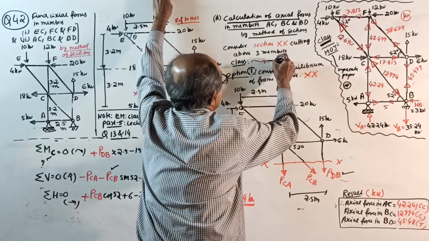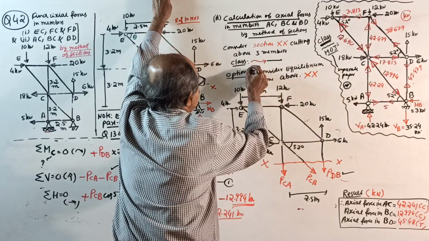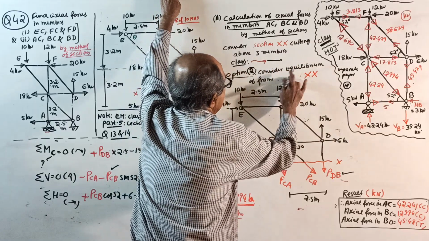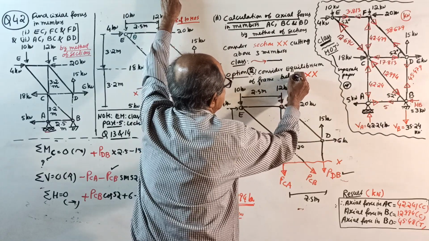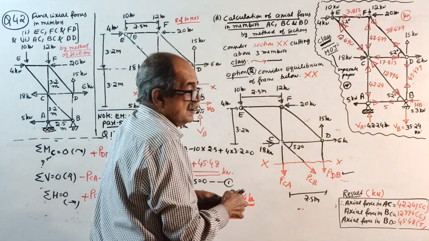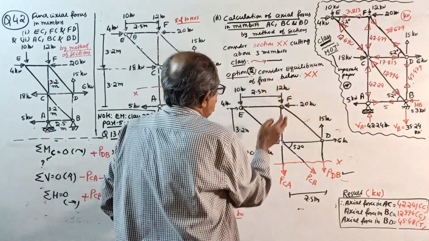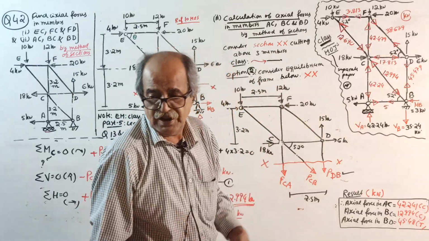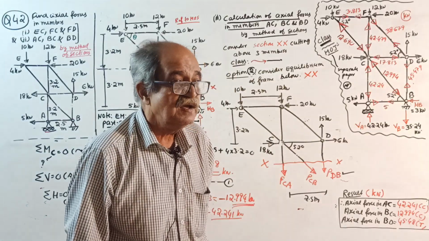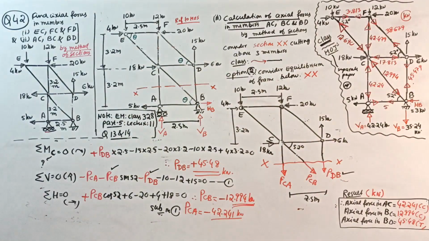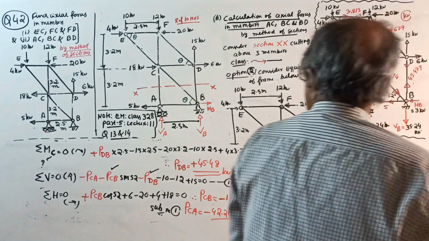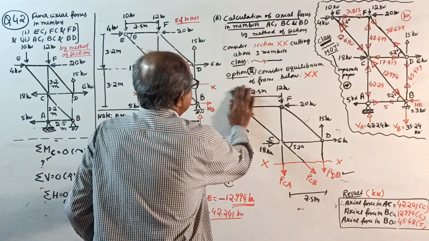Now we'll go to the other option, option 2. Consider below XX. Make a note here. Advantage of cutting below XX, one minute now, I'll explain. Over. Closing part now.